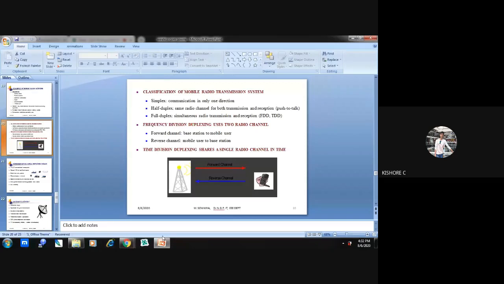How many kinds of communication systems are available in real time? It is only wireless communications and wired communications. In both types we have different kinds of communications segregated, but the basics are only two: wired communications and wireless communications.